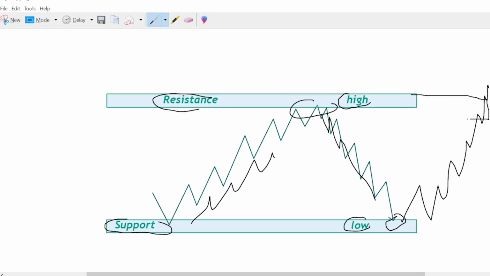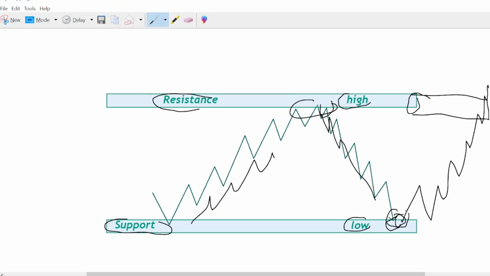Also, again, history repeats itself in the market. When we are buying from the low, the target will be the high. When we are selling from the high, the target will be the low. So that is support and resistance.